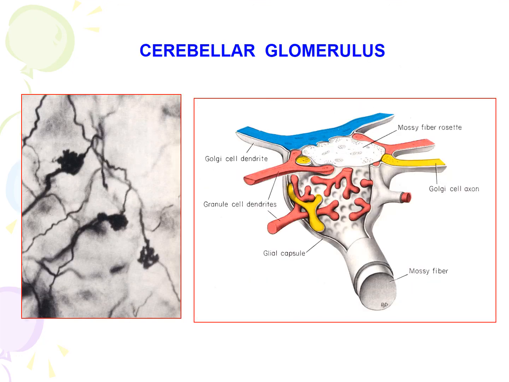So this is to show the cerebellar glomerulus formed by the mossy fiber rosette, Golgi cell dendrite, and the granular cell dendrite, and is covered by a so-called capsule formed by the glial cells. Okay. So this is the cerebellar glomerulus.